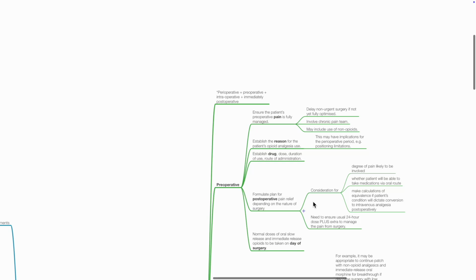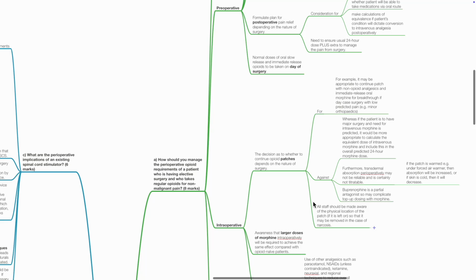Establish drug dose, duration of use, and route of administration. Formulate a plan for post-operative pain relief, depending on the nature of surgery. Consider the degree of pain likely to be involved, and whether the patient will be able to take medications via the oral route. Make calculations of equivalence if the patient's condition will dictate conversion of intraoperative analgesia post-operatively. Need to ensure the usual 24-hour dose, plus extra to manage pain from surgery. Normal doses of oral slow release and immediate release opioids should be taken on the day of surgery.